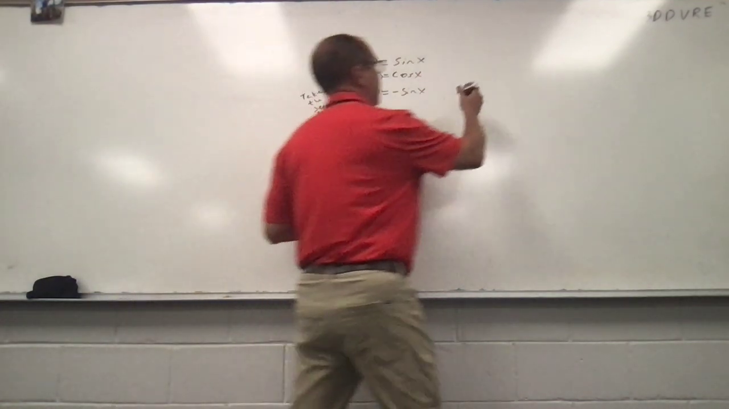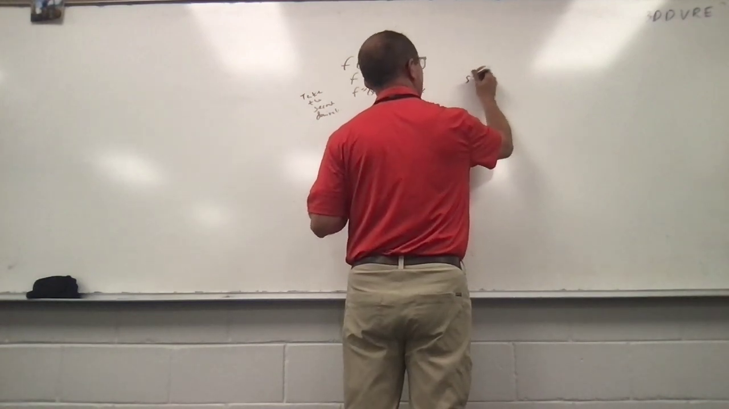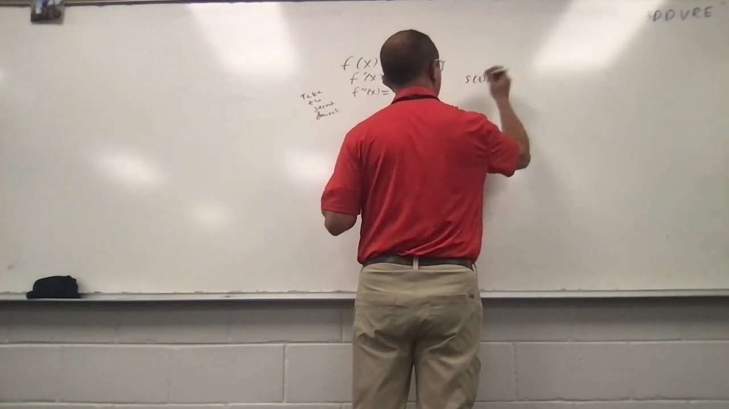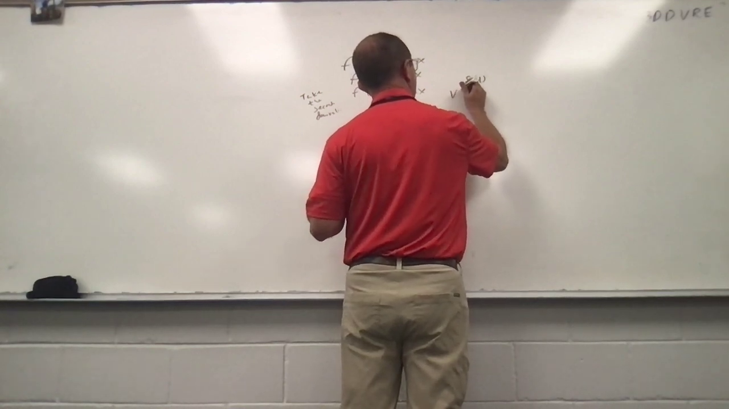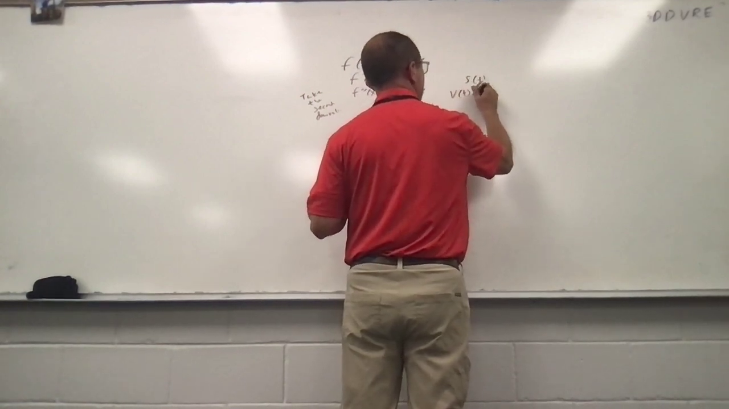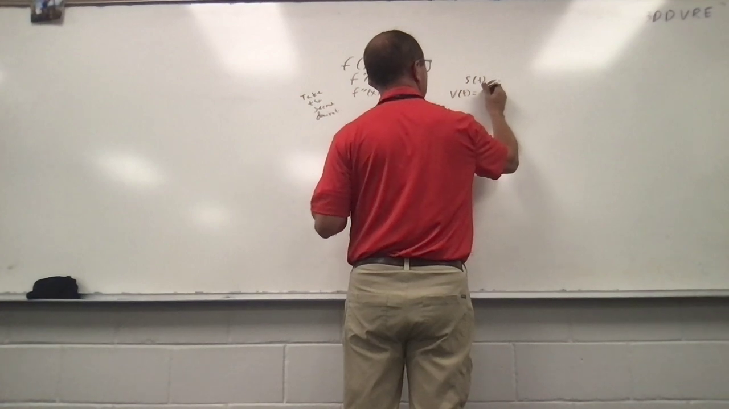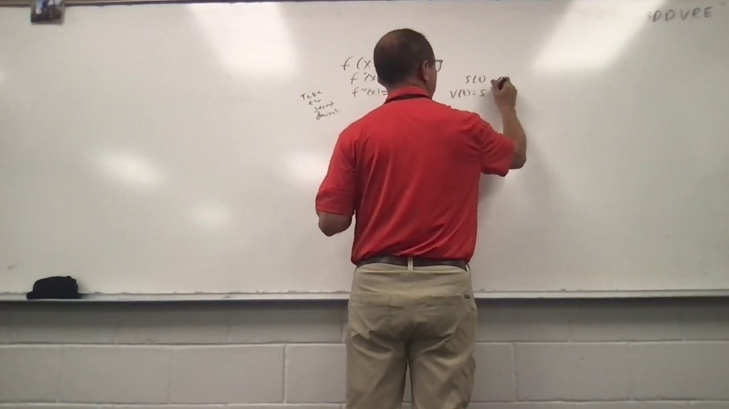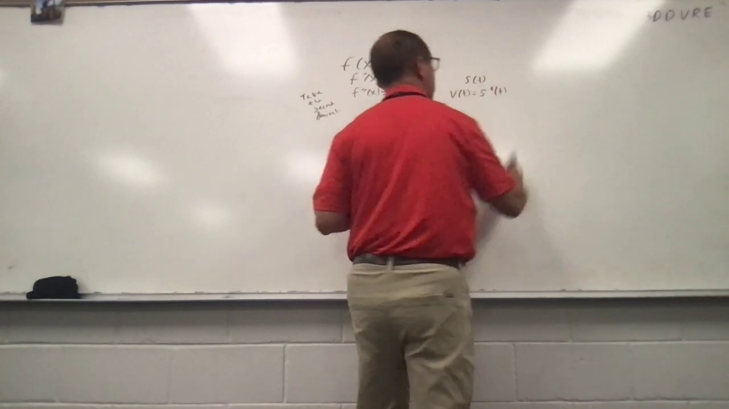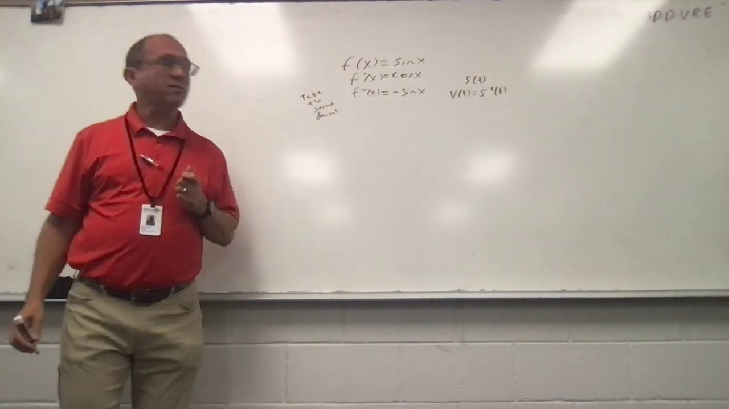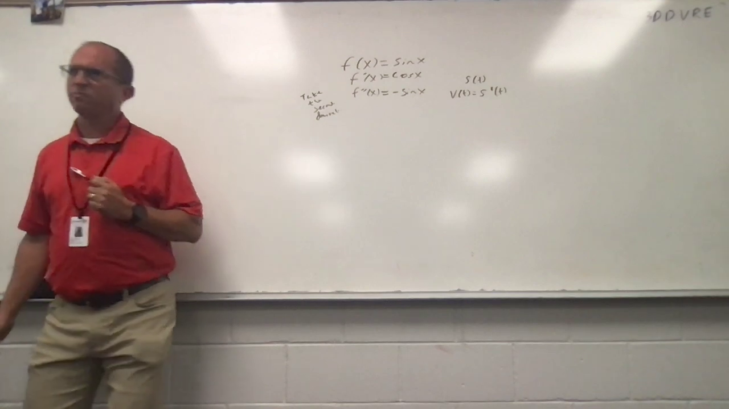So you can have the position function, which we will call s of t, and v of t, velocity, is the derivative of the position. v of t is the derivative of position.